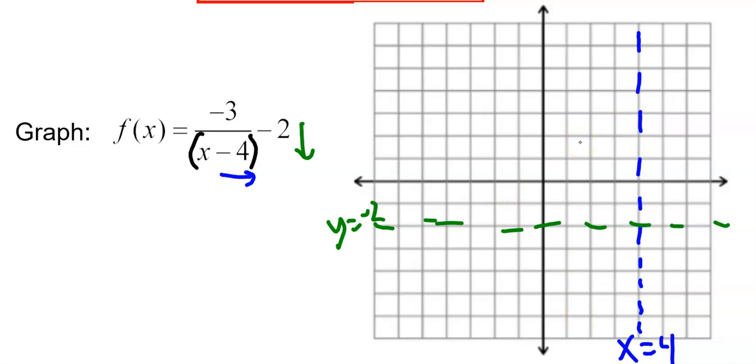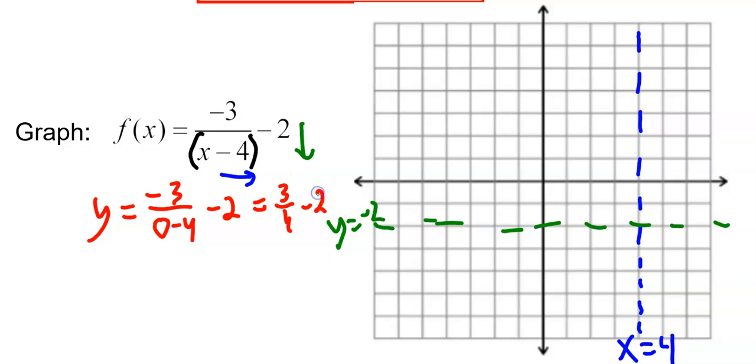I like to find the intercepts here. So I think a good step here, and it should really help us, is to find at least the x and y intercepts. So to find the y-intercept, just plug in x equals 0. So y equals negative 3 over 0 minus 4, minus 2. So if we simplify that, that would be 3/4 minus 2, which is 3/4 minus 8/4, or negative 5/4. So there's a y-intercept right about there, negative 5/4.